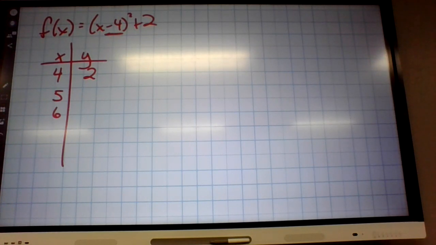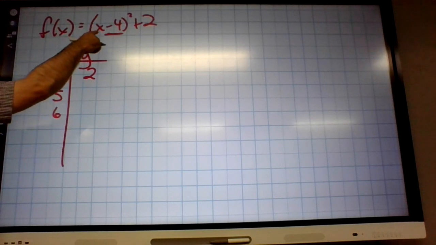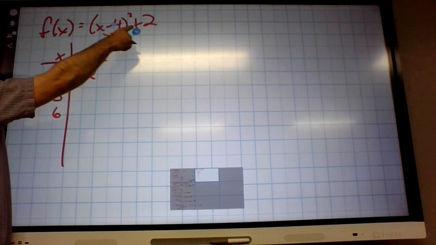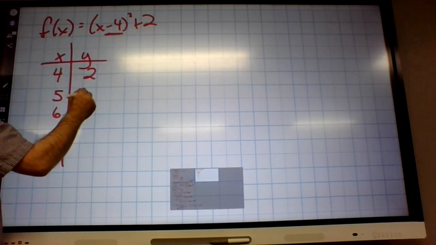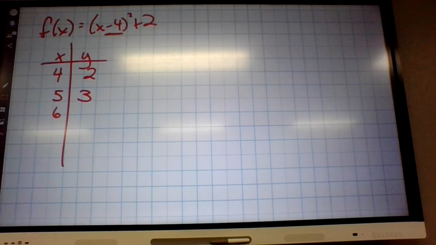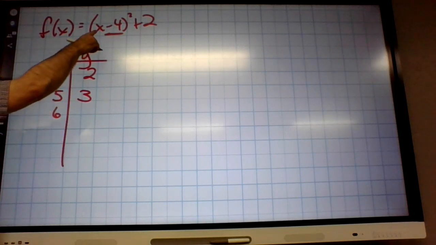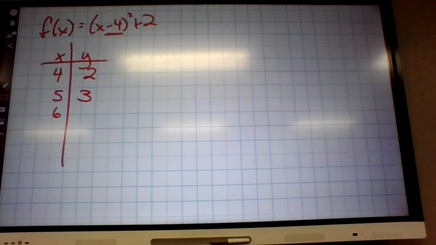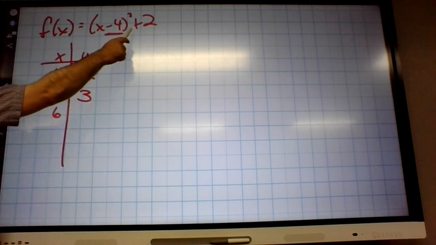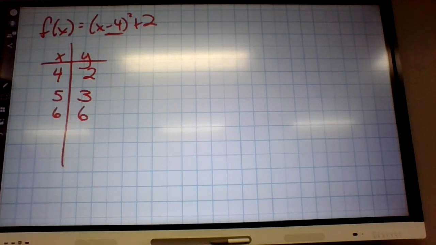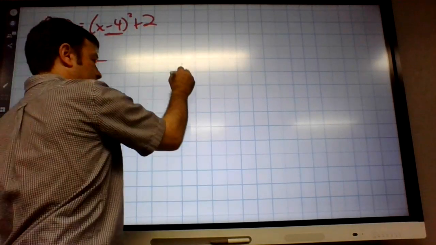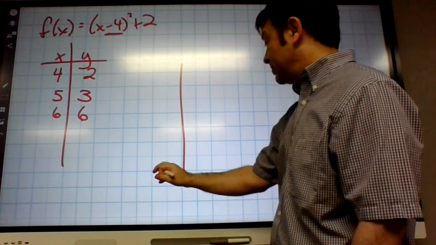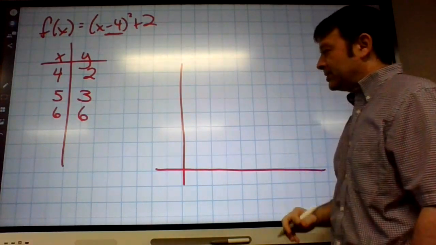Okay, to find out what goes with them, I'm going to plug 5 in. 5 minus 4 is 1. 1 squared is 1. Plus 2 is 3. If I plug in 6, 6 minus 4 is 2. 2 squared is 4. 4 plus 2 is 6. Okay, so these points are kind of up and to the right. So your graph might look something like this.